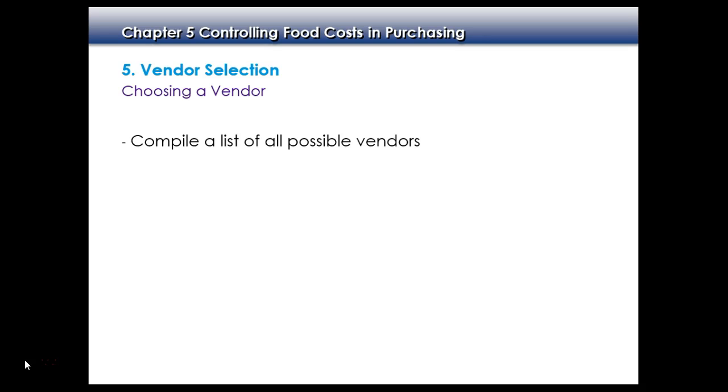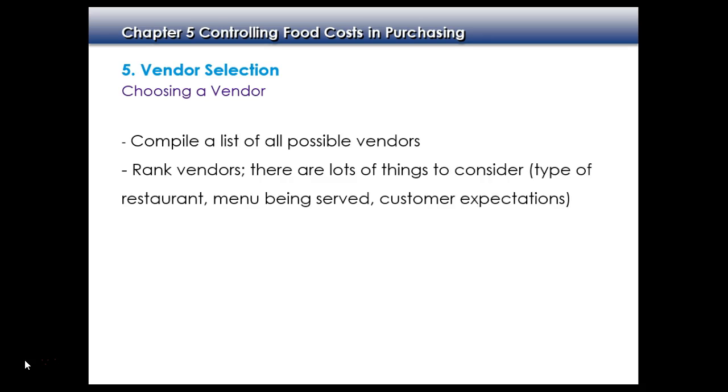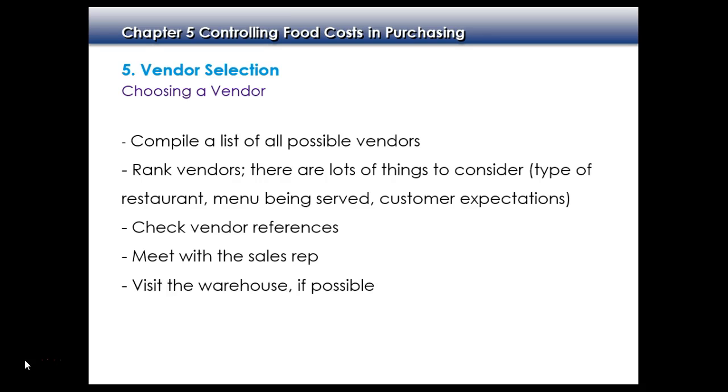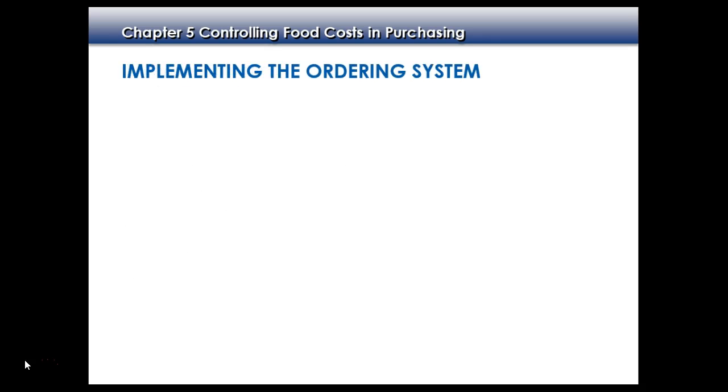So when choosing a vendor, you want to compile a list of all possible vendors. You want to rank the vendors. There are a lot of different things to consider: the type of restaurant you have, what menu is being served, what your customers are expecting. And you definitely want to check vendor references. You even check other chefs, other owners, what vendors they like. Meet with a sales rep. Get to know them a little bit better. If you have a chance, visit the warehouse. You definitely need to establish the terms with the vendor.